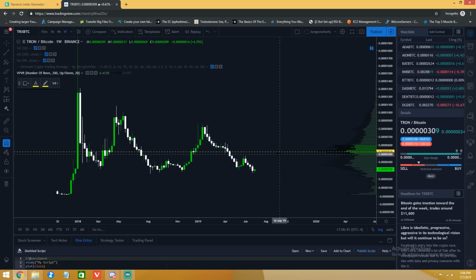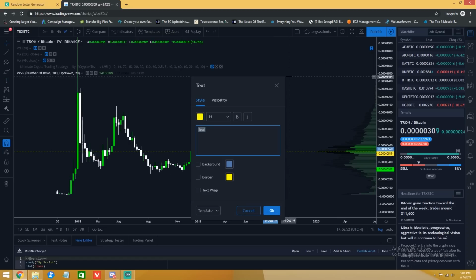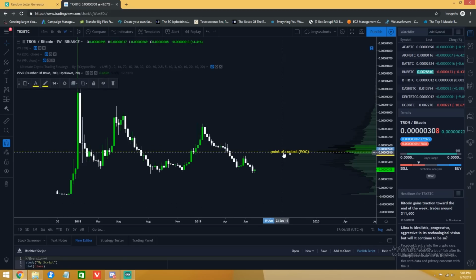This long line is going to come up as a different color on your screen because I like to make my charts nice and sexy. It is called the point of control, POC. All that means is that at this particular level of the visible range, the most money was exchanged at that price.